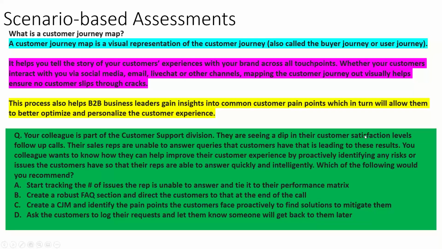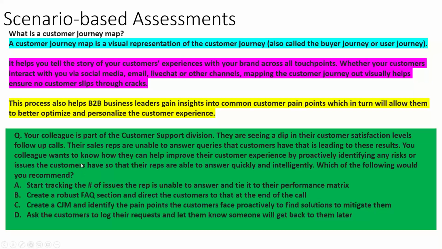They are seeing a dip in the customer satisfaction levels, follow-up calls. Their sales reps are unable to answer queries that customers have, and that is leading to these results. Your colleague wants to know how they can help improve their customer experience by proactively identifying any risks or issues these customers have, so that their reps are able to answer quickly and intelligently. Which of the following would you recommend? So this is where we are asking the learner to make a decision.